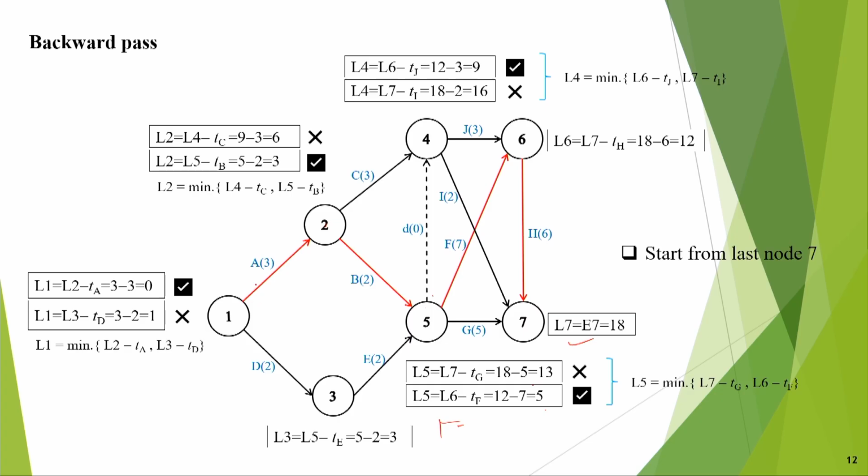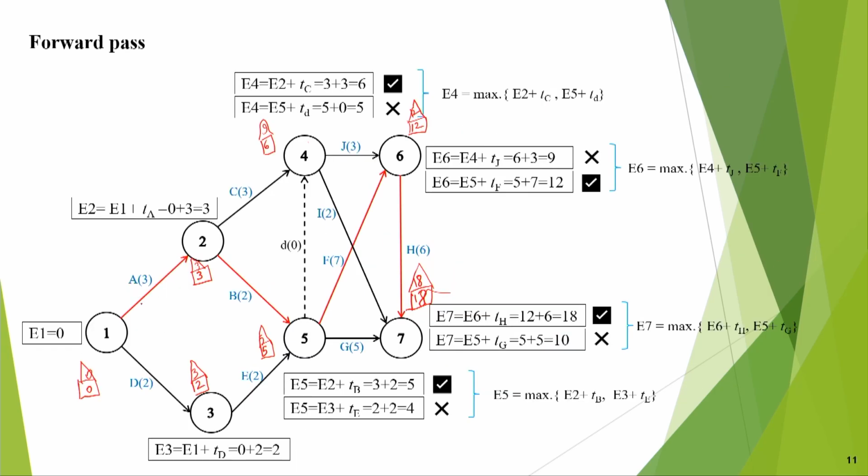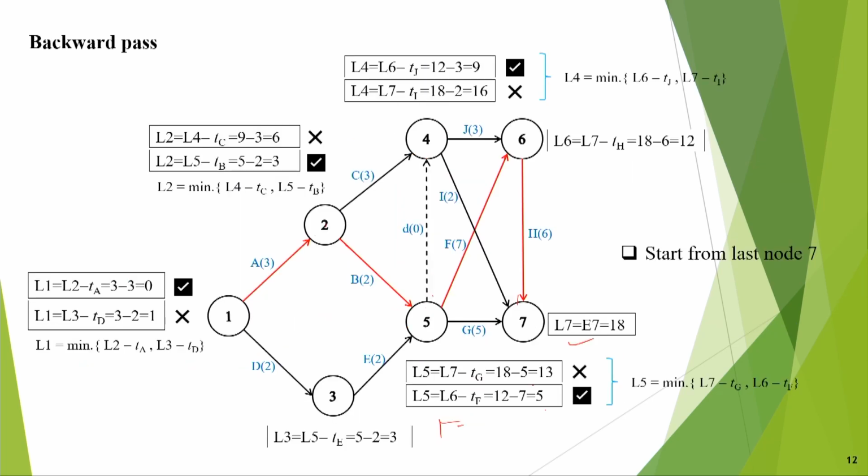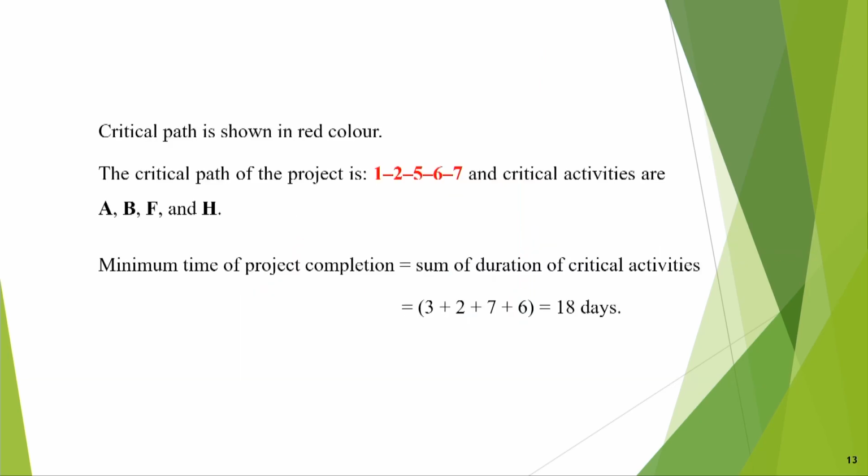So, naturally the critical path is A, B, F and H, because in this condition we can see here also A, because 0 and 0 are matching, the triangle number and rectangular number are matching: 3 and 3, 5 and 5, 12 and 12, and 18 and 18. So, the path will be like that. Okay. So, this will be the critical path we have.